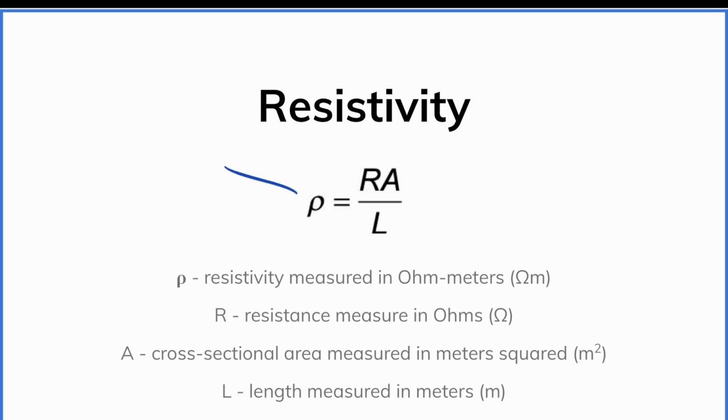We have the Greek symbol rho. It's the same symbol as density, so we want to make sure we're distinguishing those. But when we talk about electric currents and objects in electric circuits, we're talking about resistivity. That's measured in ohm meters. And then the rest of the formula: R is the resistance in ohms, A is the cross-sectional area in meters squared, and the length is measured in meters. Often you'll have cross-sectional areas and lengths in centimeters or millimeters, so you're going to want to convert those to meters.